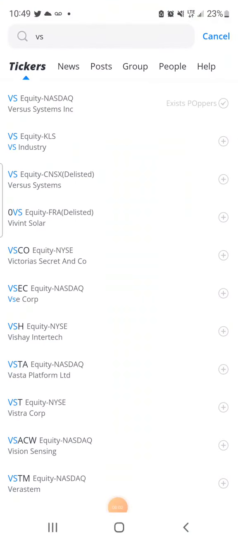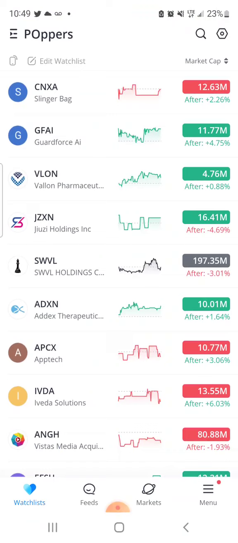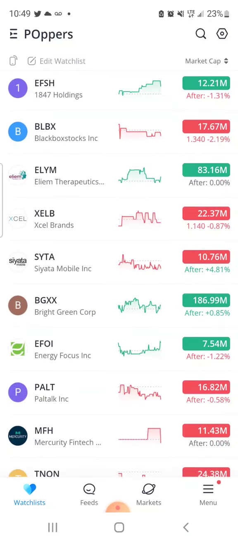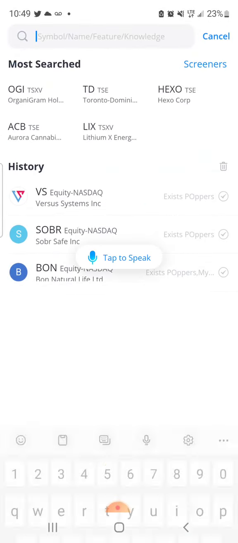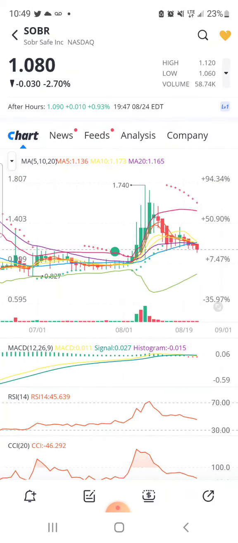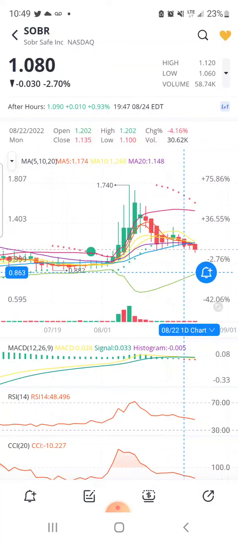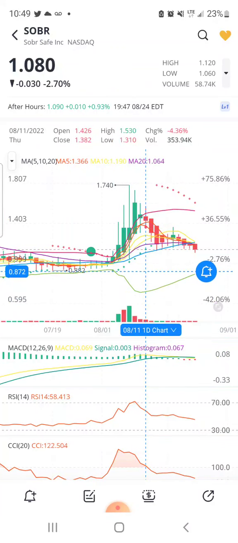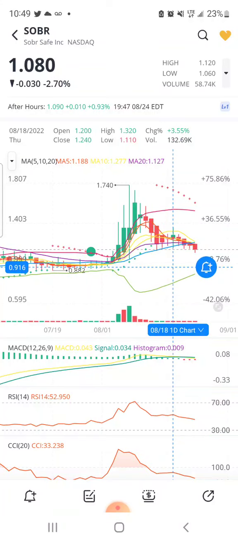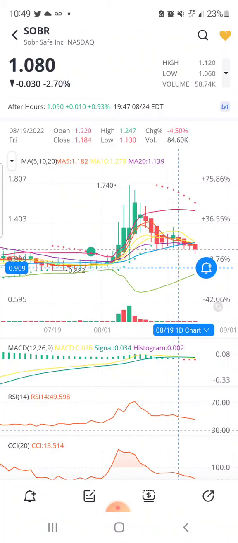What is going on? Okay, so this is going to be a video post analysis on SOBR. Let's pull this chart up. So we got in this trade really early at, what was it, 90 cents to 93 cents in that zone there. And this stock proceeded to go pretty much parabolic, a 100% move.